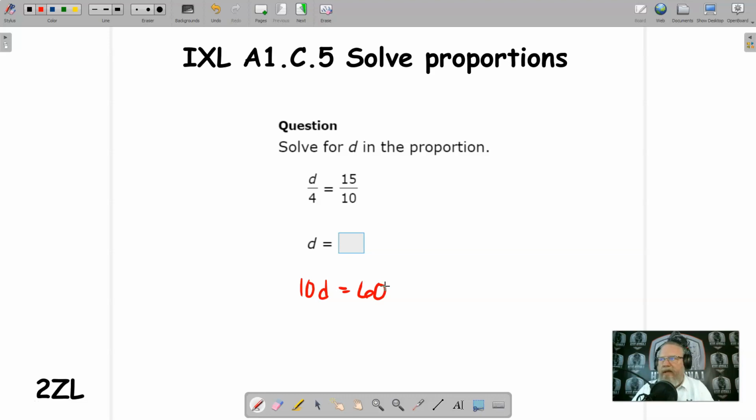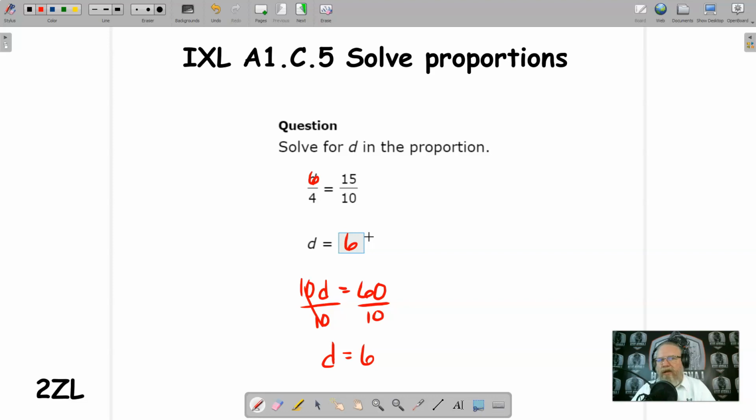For one-step equations, the D is tied to the 10 by multiplication. The opposite operation is division, because every fraction is a division problem. I'm going to divide by the very number I wish to get rid of, which is 10. And what I do to one side, I do to the other. The 10s cancel each other, leaving just D, and 60 divided by 10 is 6. So the value of D is 6. This means that 6 over 4 is equal to 15 over 10.